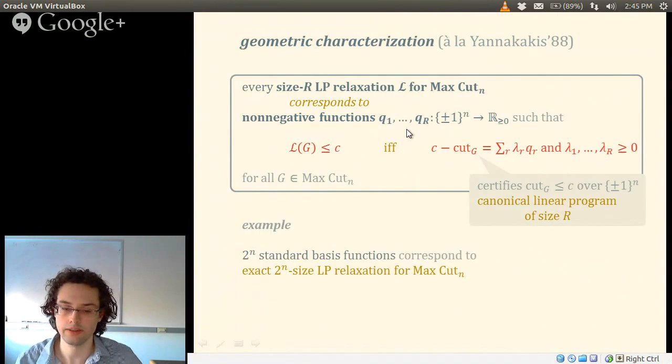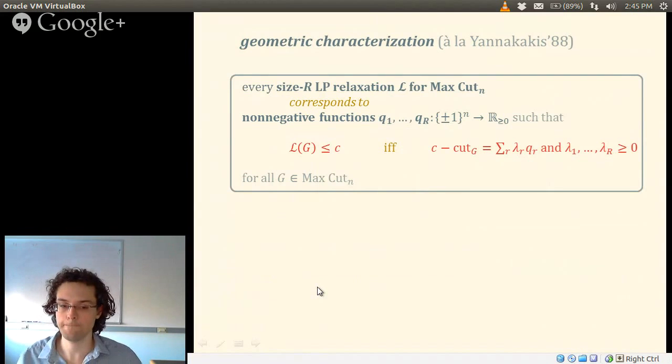Let's get more intuition about these functions. For example, if we have 2 to the n functions, then we can certify things exactly. What 2 to the n functions should we choose? We can just choose the 2 to the n functions that correspond to the standard basis in this vector space. They will be functions that are 1 at exactly one point of the hypercube and 0 everywhere else. Clearly, every non-negative function you can write as a non-negative combination of these basis functions. And so this shows that there exist LP relaxations for maxcut that solve maxcut exactly, and the size is 2 to the n.